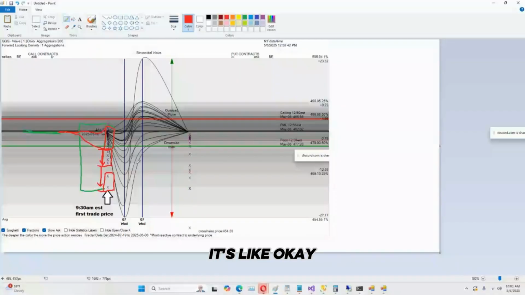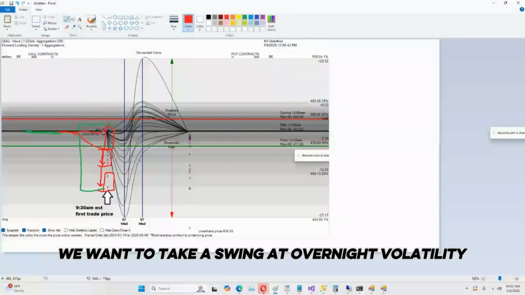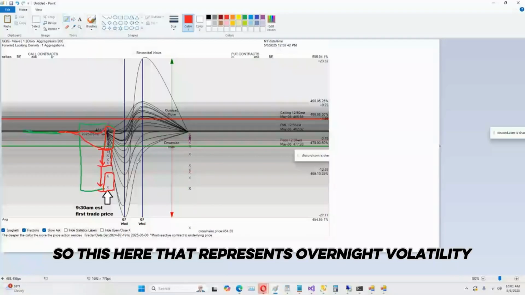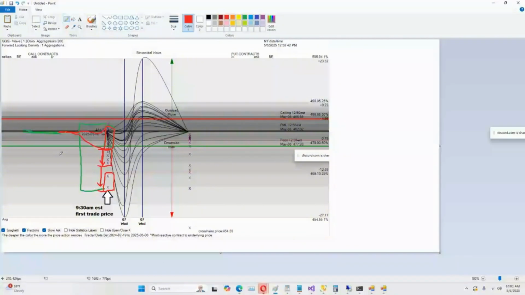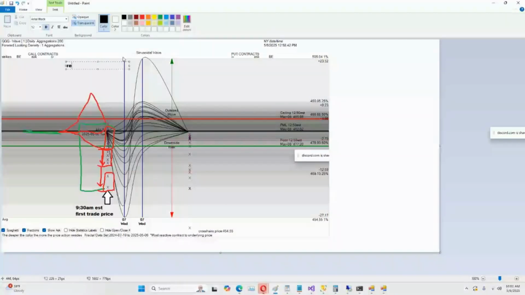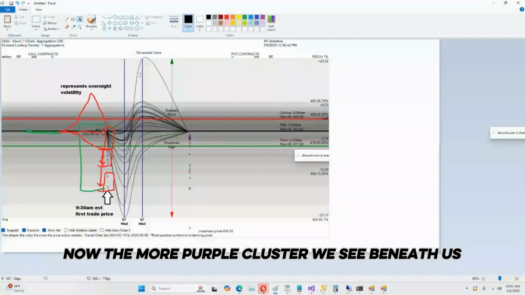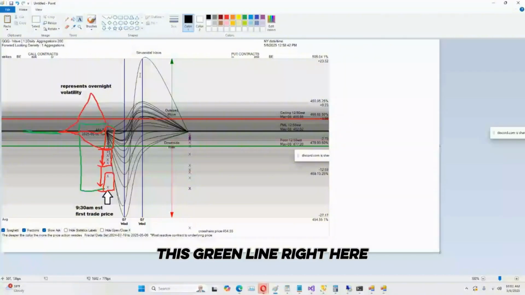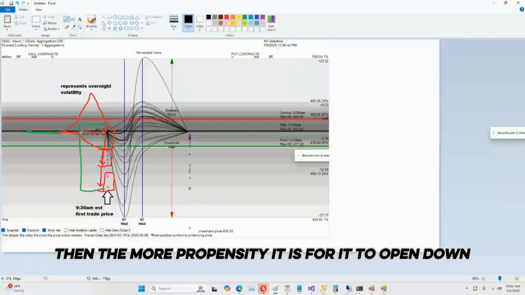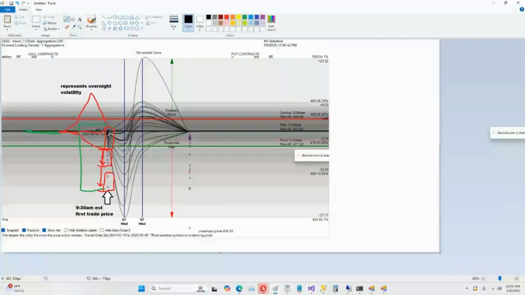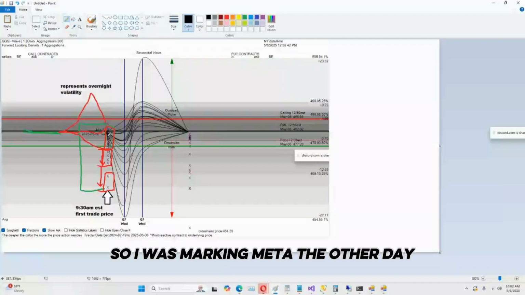So this kind of clues us in. It's like, okay, it's approaching 4. Do we want to take a swing at overnight volatility? So this here, that represents overnight volatility. Now, the more purple clustering we see beneath us, like this green line right here, then the more propensity it is for it to open down on the overnight session.